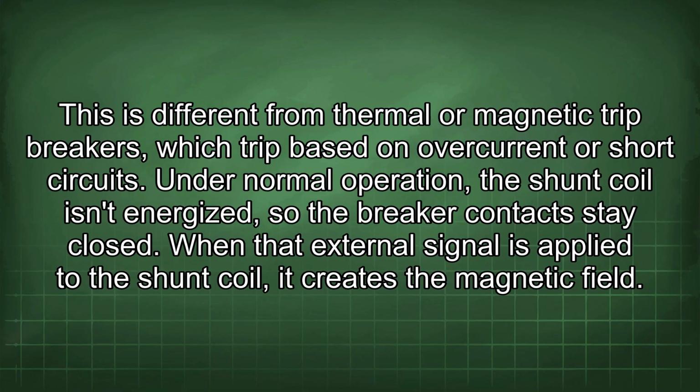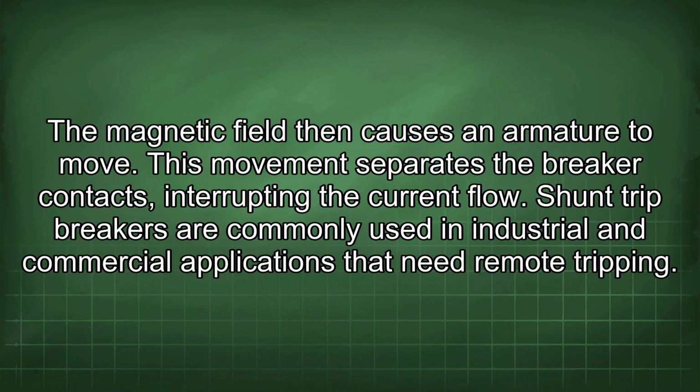Under normal operation, the shunt coil isn't energized, so the breaker contacts stay closed. When that external signal is applied to the shunt coil, it creates the magnetic field. The magnetic field then causes an armature to move. This movement separates the breaker contacts, interrupting the current flow.